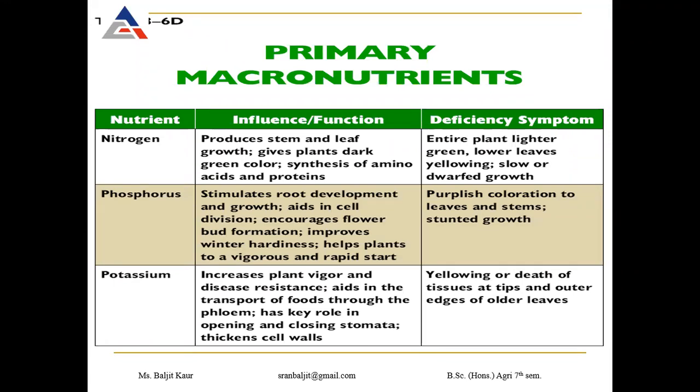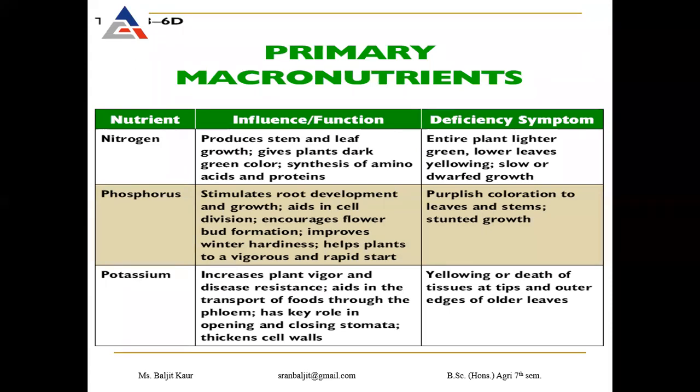Then phosphorus stimulates root development and growth. What is the major function of phosphorus? Root development and growth. It helps in cell division, and it encourages flower bud formation. It improves winter hardiness. It helps the plants have a vigorous and rapid start, right? If there is a deficiency of phosphorus, there will be purplish coloration to the leaves and stems, and there will be stunted growth. So a deficiency of phosphorus will cause a purplish coloration to the leaves and stems, right?